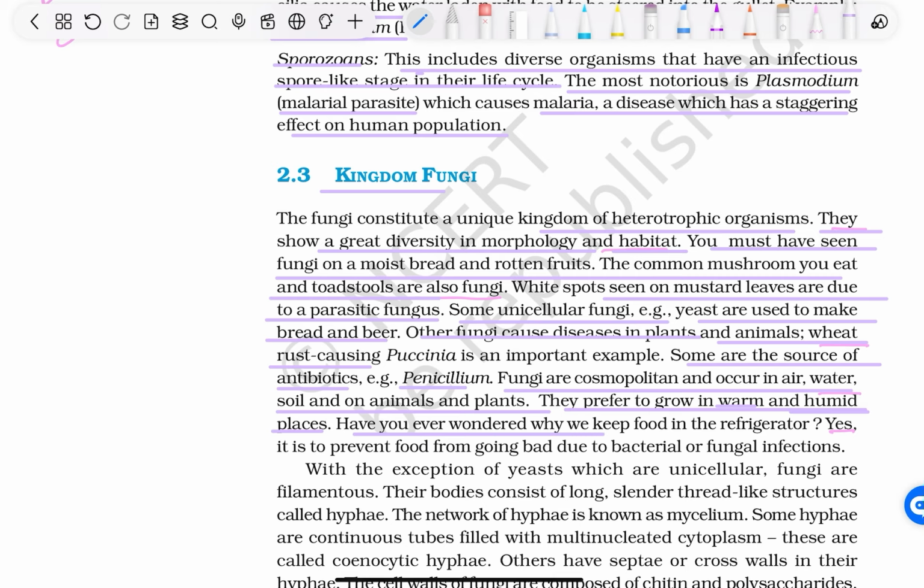Have you ever wondered why we keep food in the refrigerator? Yes, it is to prevent food from going bad due to bacterial or fungal infections. With the exception of yeast, which are unicellular, fungi are filamentous. Their bodies consist of long, cylindrical, thread-like structures called hyphae. The network of hyphae is known as mycelium.